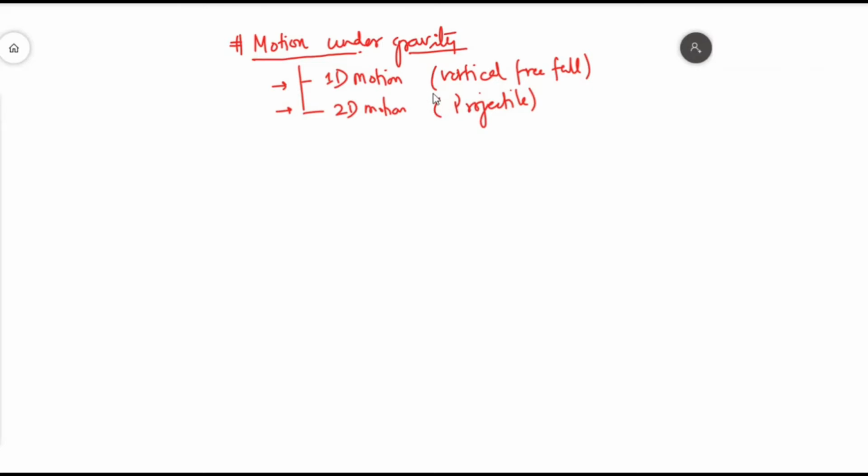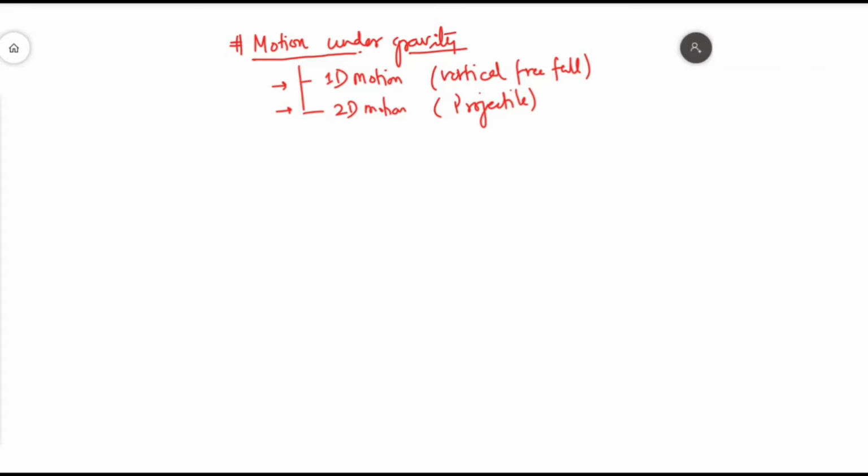Okay, so we'll start with a few derivations in the 1D free fall motion, and then we'll move on to basic projectile motion. I do have a separate video about the meeting of two different projectiles, and that I'm going to cover in the next video. Okay, so let's do very basic derivations regarding the 1D motion.